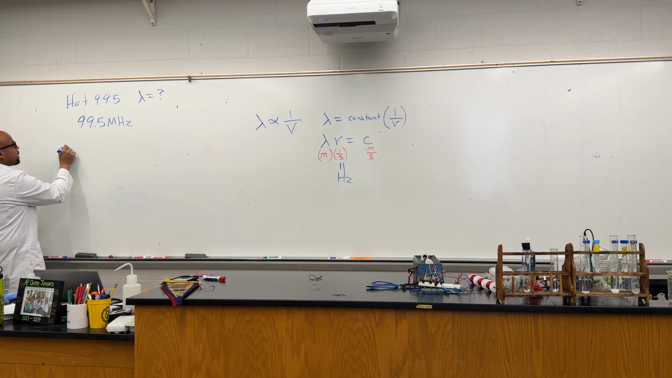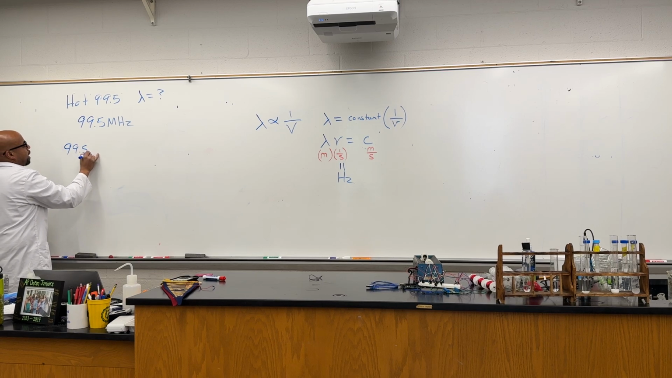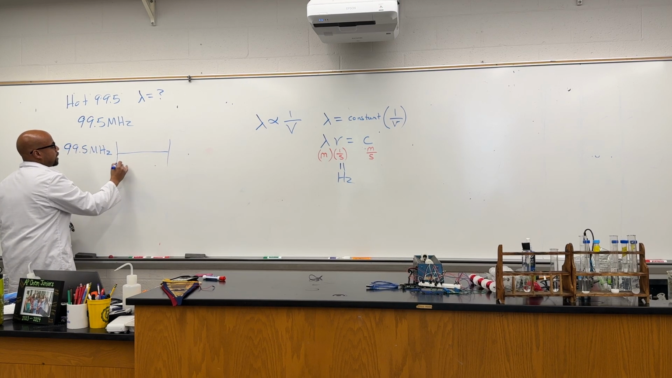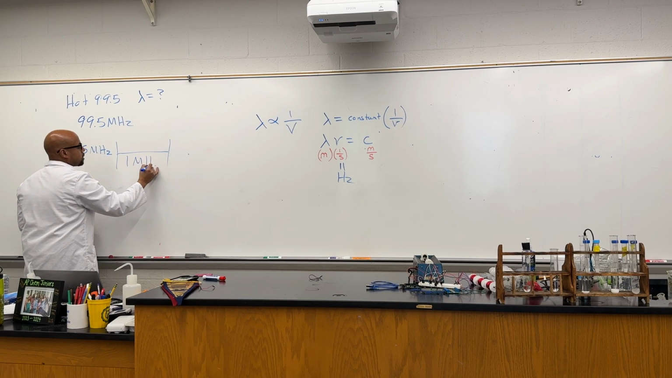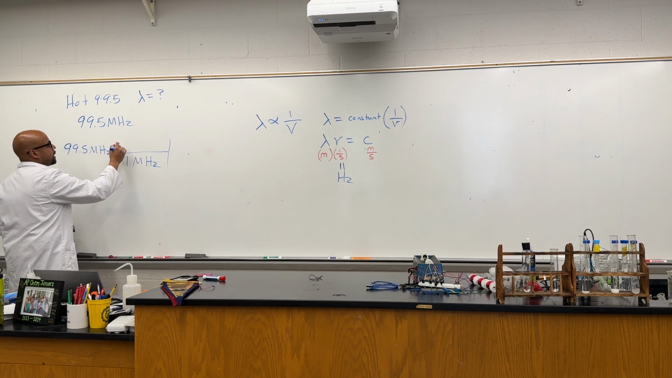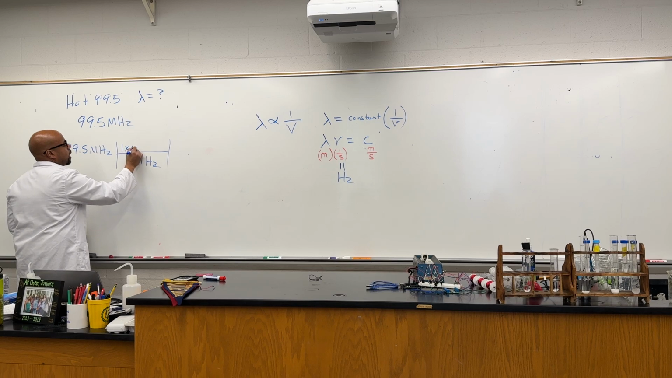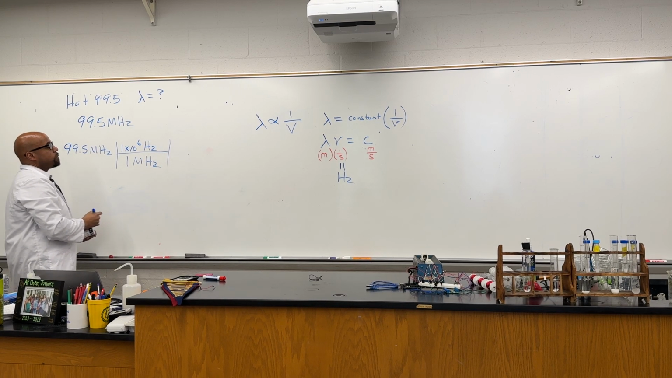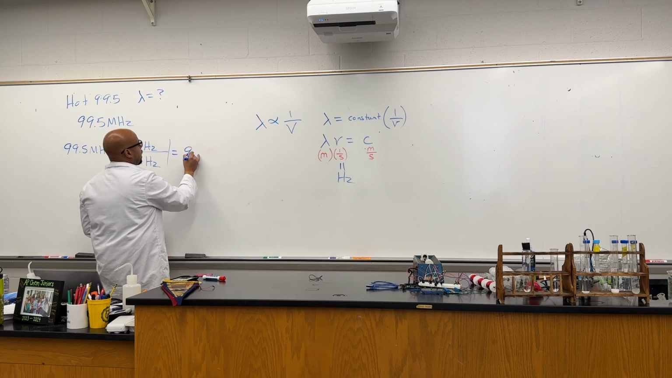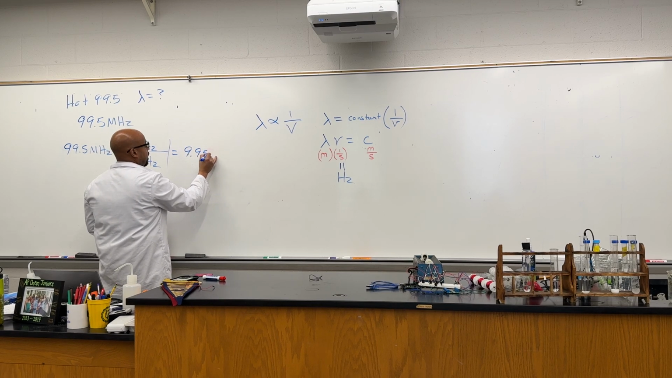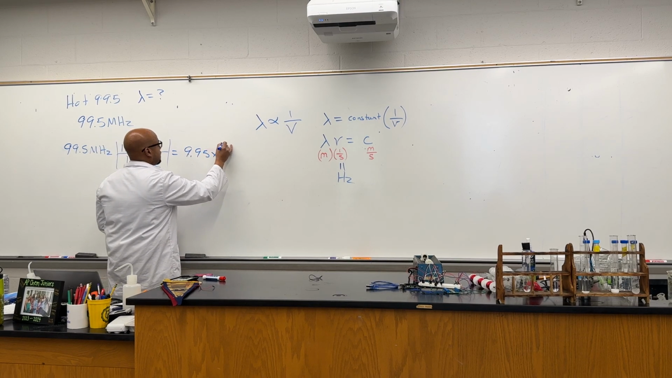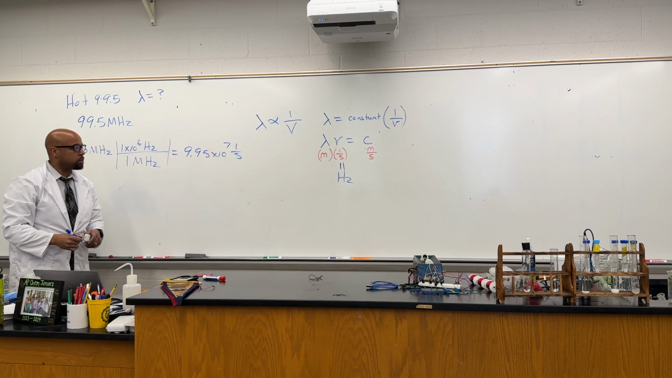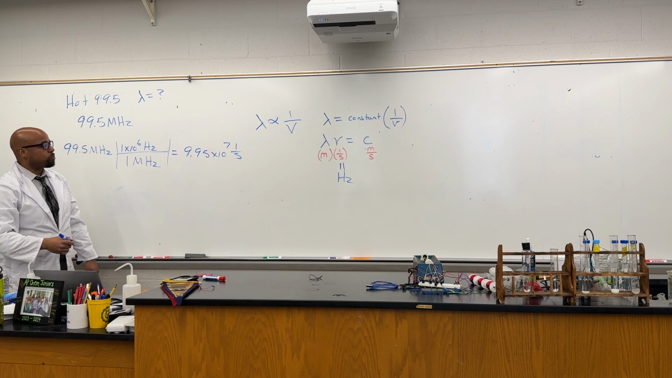So I'm going to say 99.5 megahertz, do my dimensional analysis and say that for every 1 megahertz, and I remember mega means millions, I have to have 1 million hertz, which means I'm going to get 9.95 times 10 to the 7th hertz. And a hertz, once again, I'm just going to put as true units of 1/seconds. Now I'm ready to solve this problem.